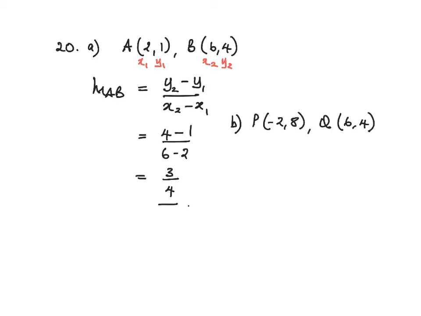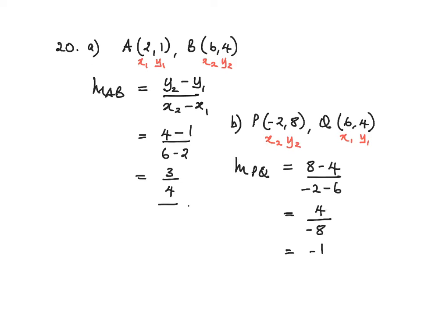Now I'm going to do exactly the same thing here. I'm just going to let this one be x1, y1 and this one be x2, y2. It doesn't matter. So the gradient formula we've already got. I'm not going to write it down again. So y2 is 8, take away 4 over minus 2, take away 6. 8 take away 4 is 4 over minus 8, and that's minus 1/2.